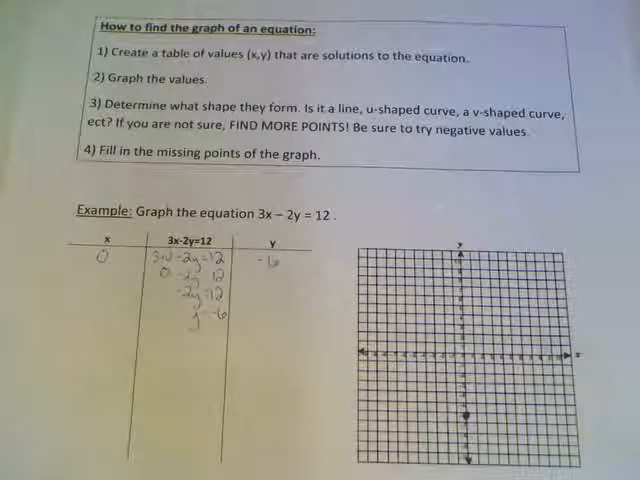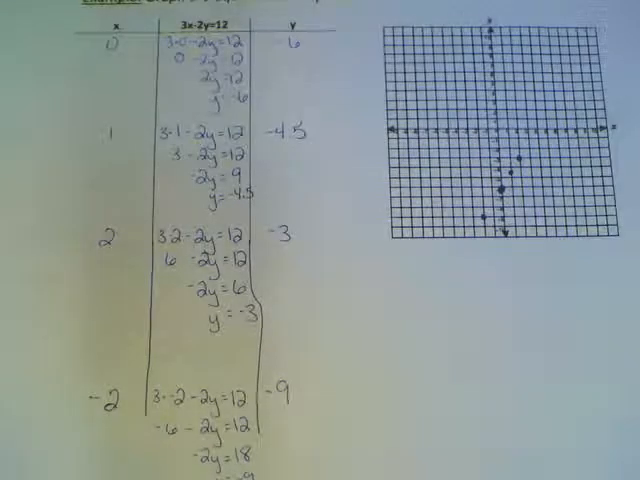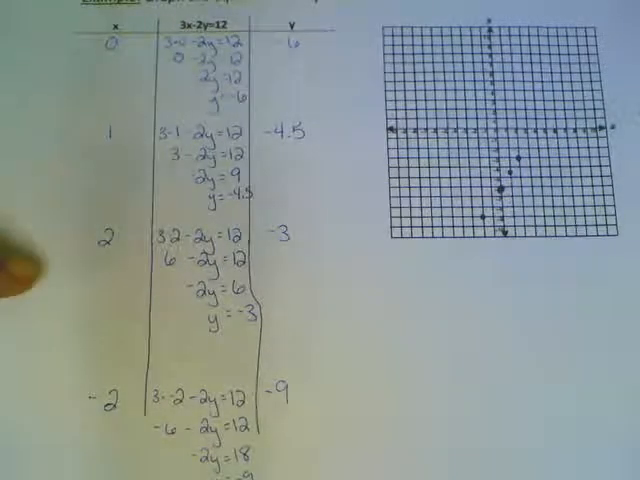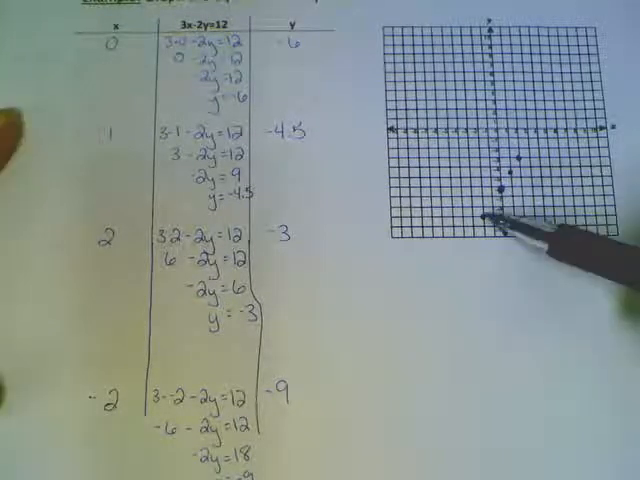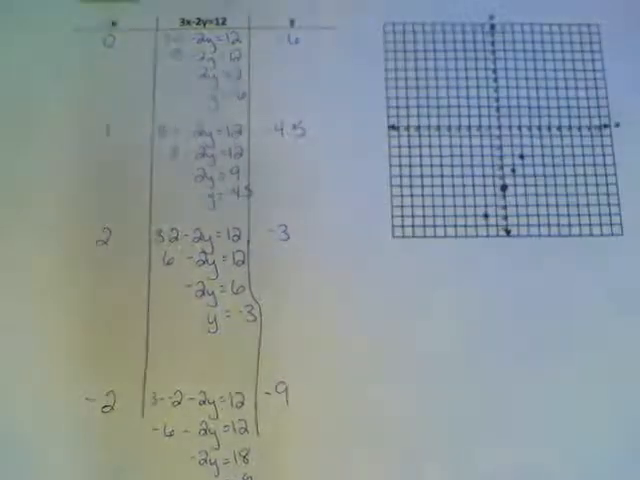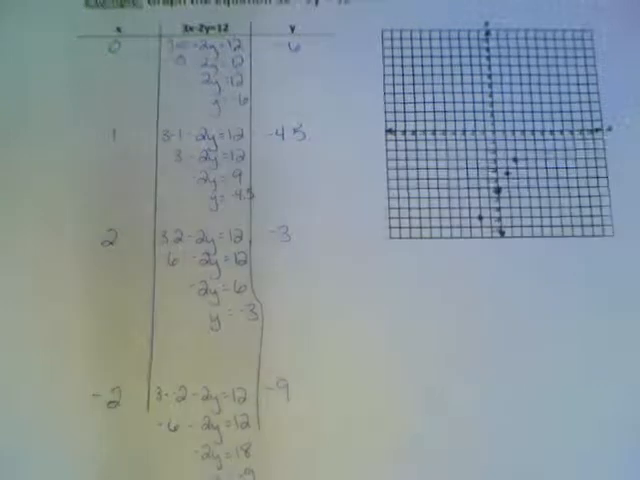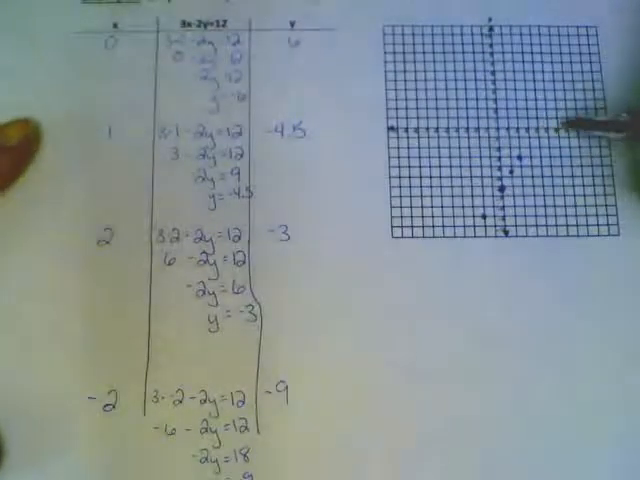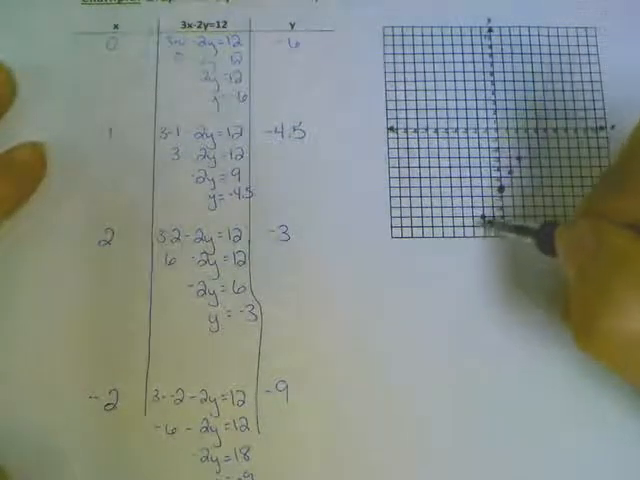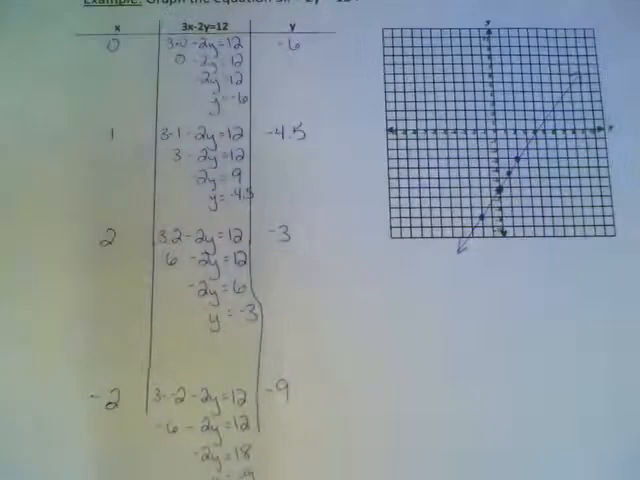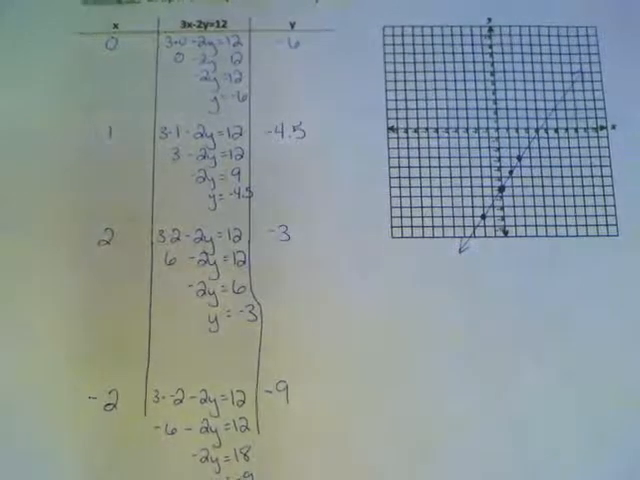I'm going to collect some more points. After plugging in 0, I tried 1, 2, and just for fun some negative number, so I tried negative 2, and I got these points that fall on the graph of this equation. It appears that all of these points fall in a nice straight line. If I wasn't sure if this was a line, I'd probably try a few more points, maybe something like 4 or 5 for x. But this is good enough for me to say, this is a line. I'm going to connect it with a straight line and say that this represents the graph of the equation.